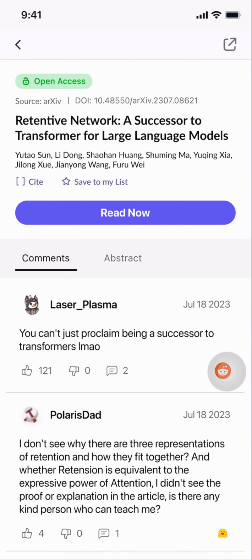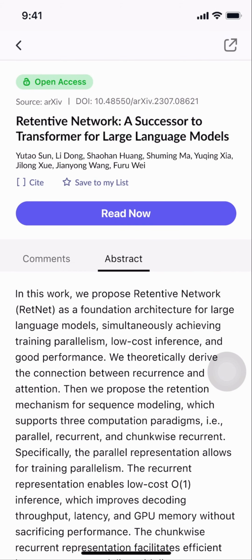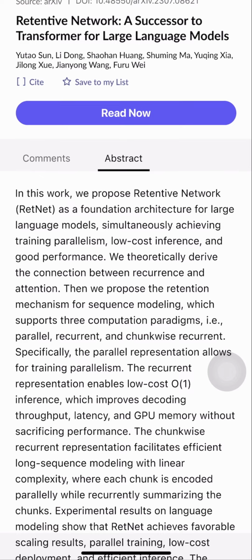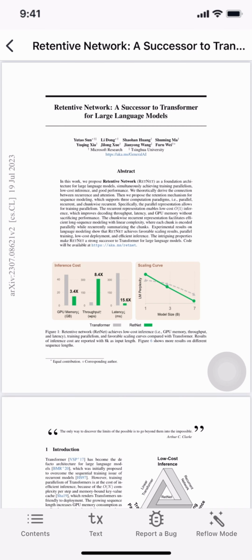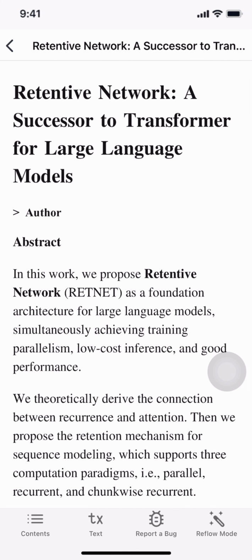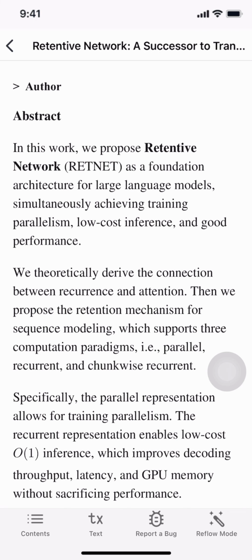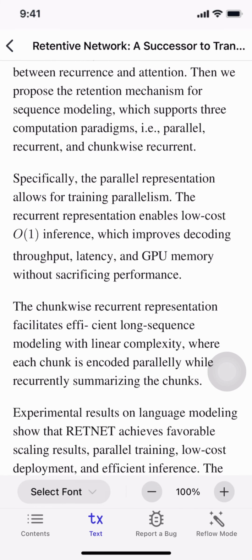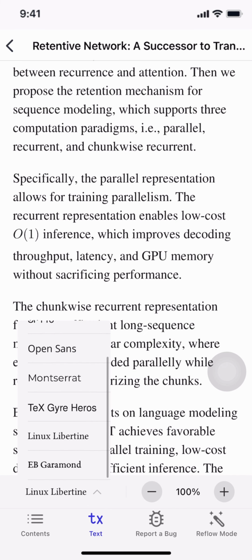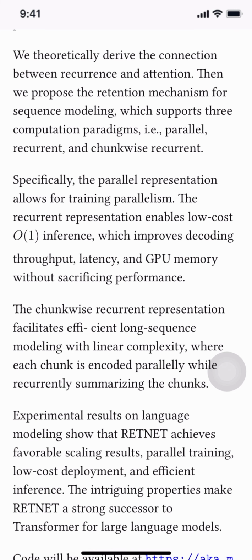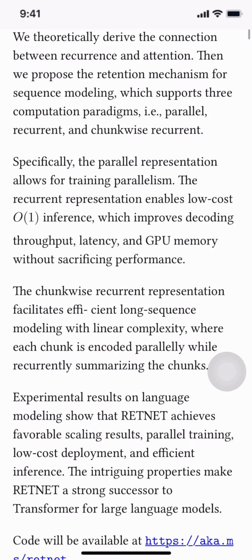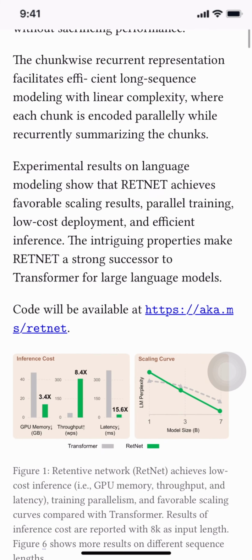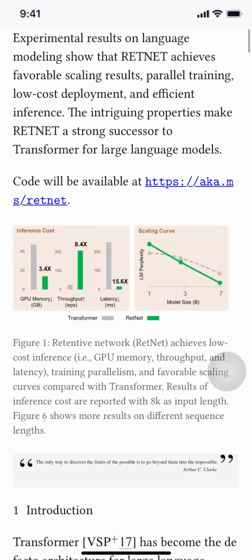Let's briefly go through this paper with Scholaread, Retentive Network, a successor to Transformer for large language models. Retentive Network, RetNet, is a new architecture for large language models that achieves training parallelism, low-cost inference, and good performance. The retention mechanism for sequence modeling supports three computation paradigms, that is parallel, recurrent, and chunkwise recurrent, which enable efficient long-sequence modeling with linear complexity. RetNet is a strong successor to Transformer for large language models.